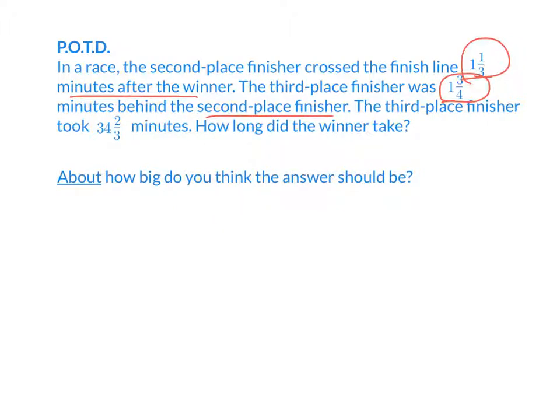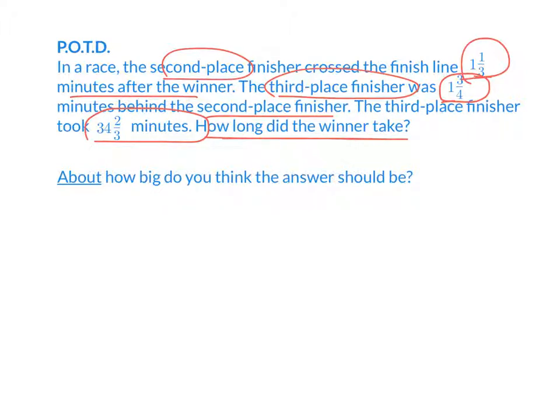Okay, so do we know how long it took the winner to run it? Not yet, but we know that the second place took 1 1/3 minutes longer, and then the third place finisher took 1 3/4 minutes longer than the second place. Okay, the third place finisher we know took 34 2/3 minutes. So the question's asking us, how long did the winner take? Okay, so we know that the third place finisher took how long?